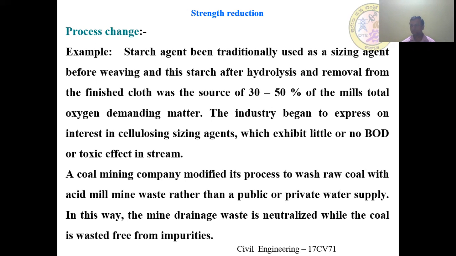Similarly, in coal washing in a thermal power plant, they use public water or private water supply for washing coal. This can be alternated by using mine drainage waste, which is neutralized while the coal is washed free of impurities. By a small processing change, we can reduce the waste.